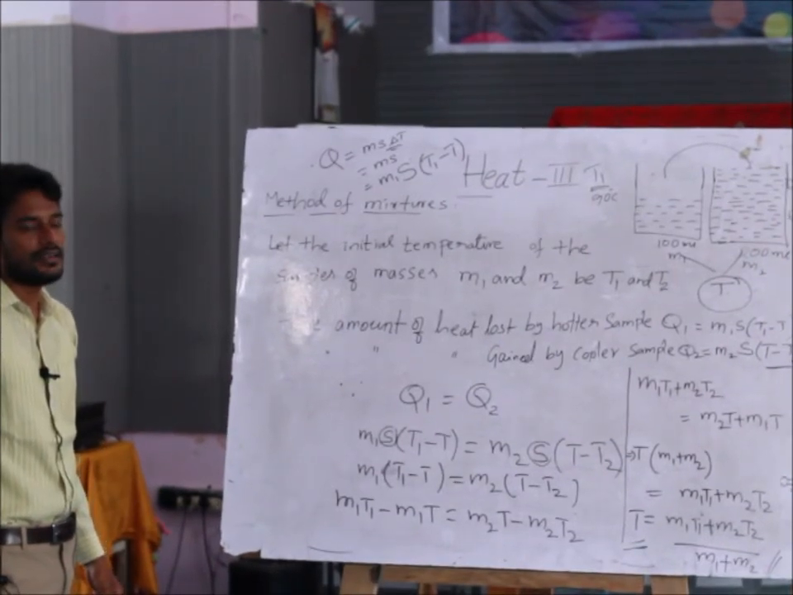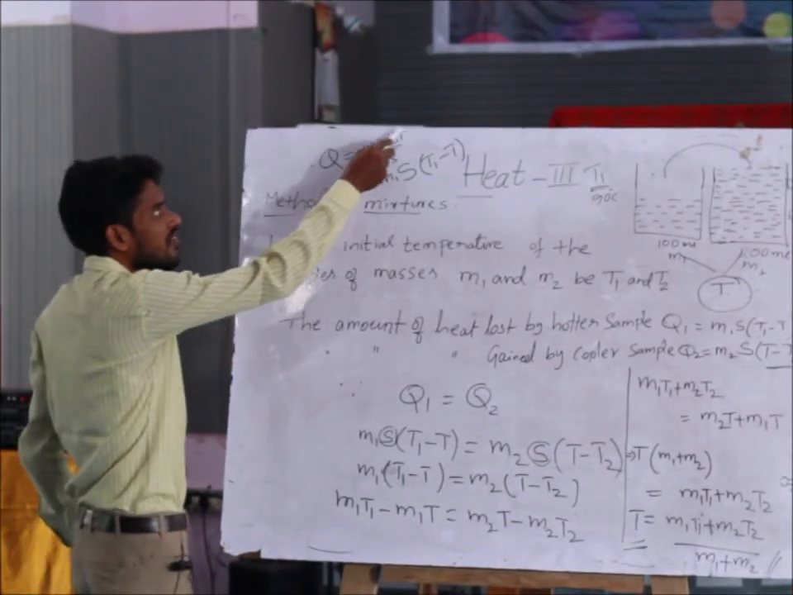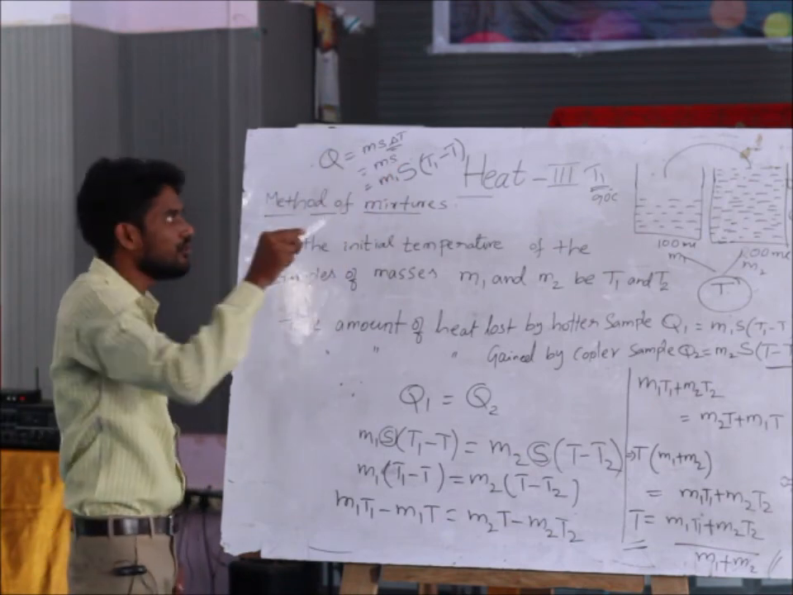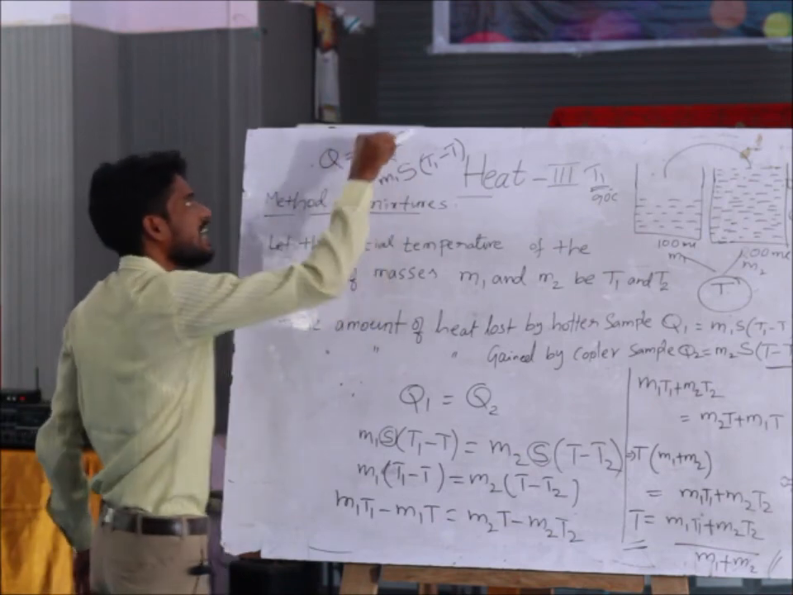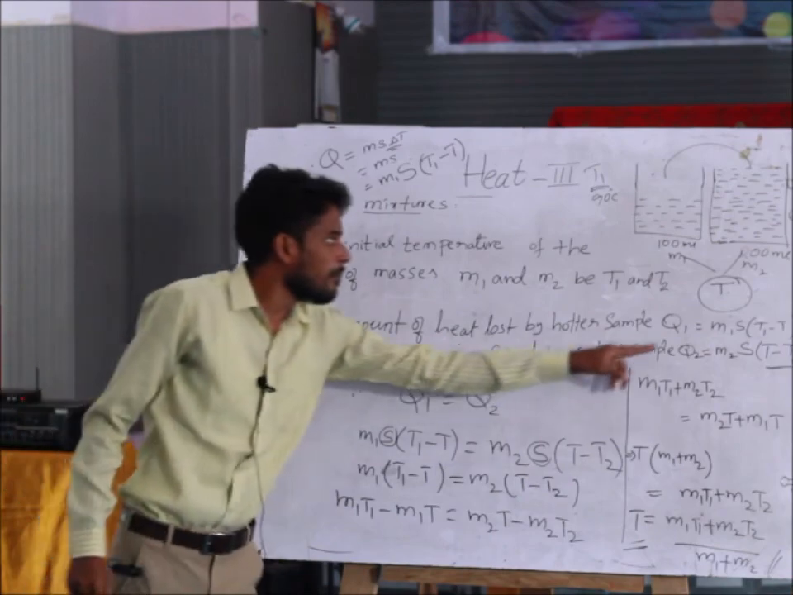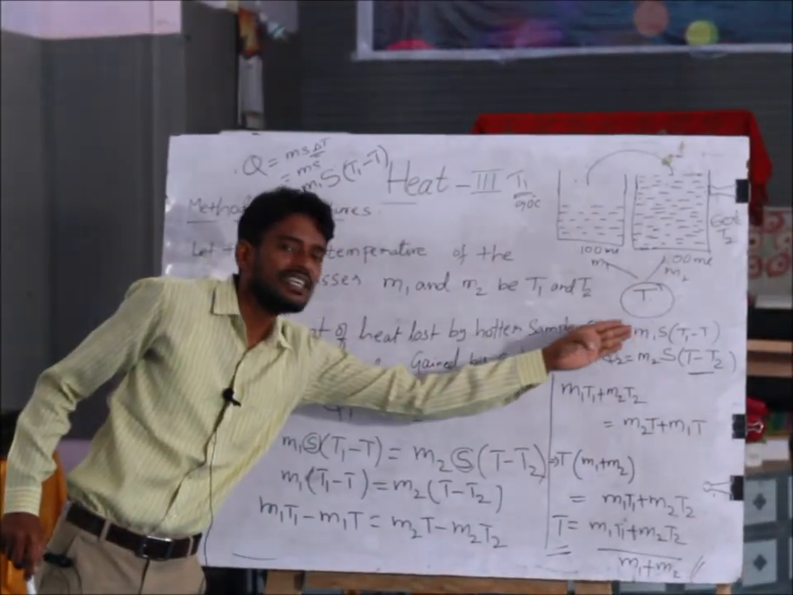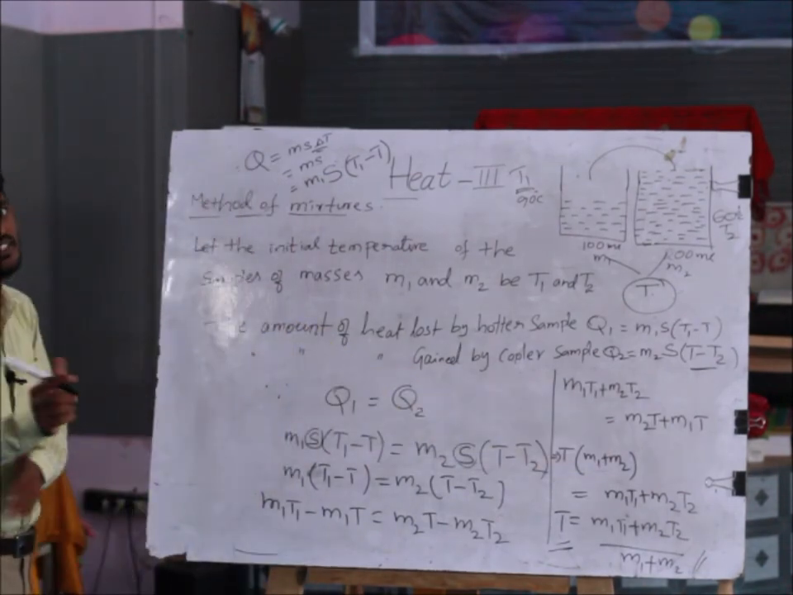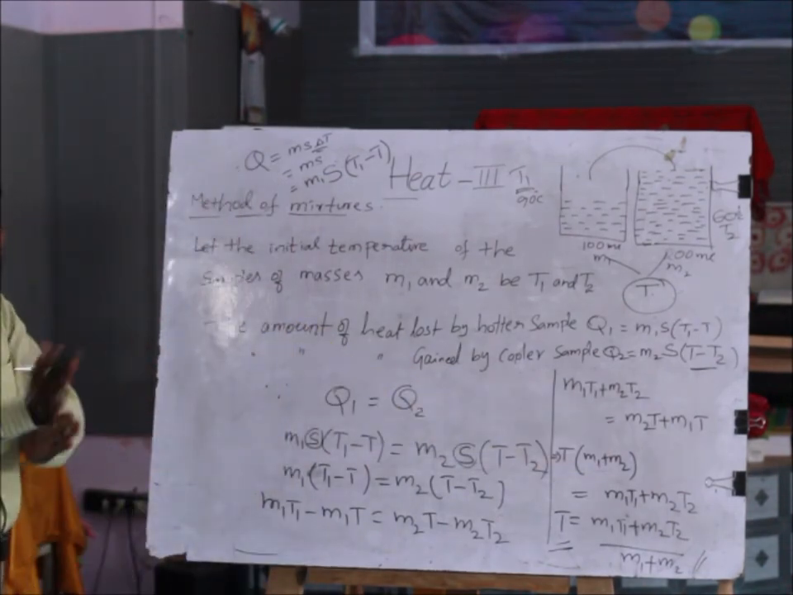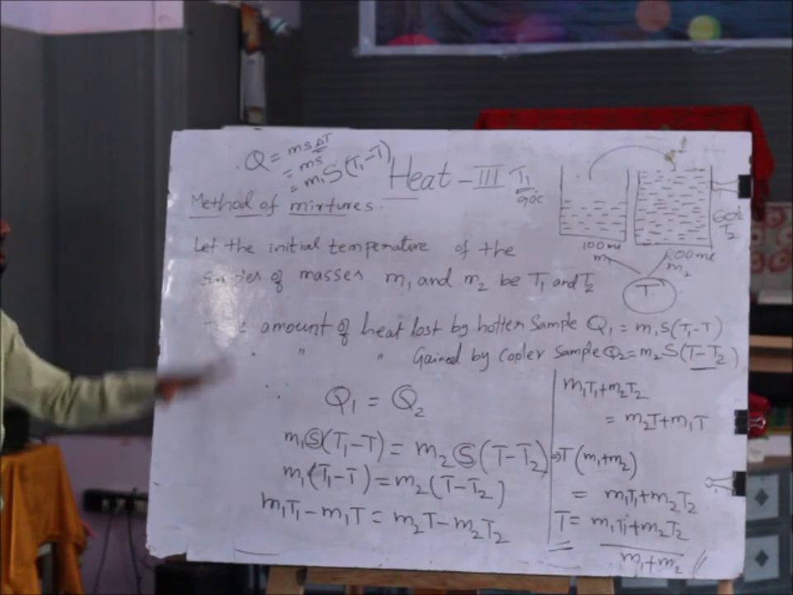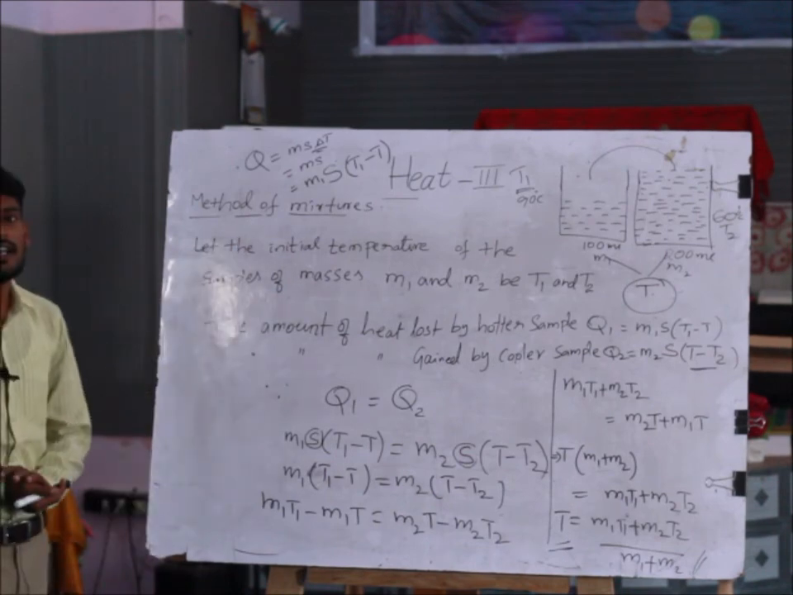Got it? Always, if you like to write heat Q, definitely it should be in the form of M S delta T, where delta T means temperature difference, like T1 minus T, T minus T2. See, this is the final temperature derivation.